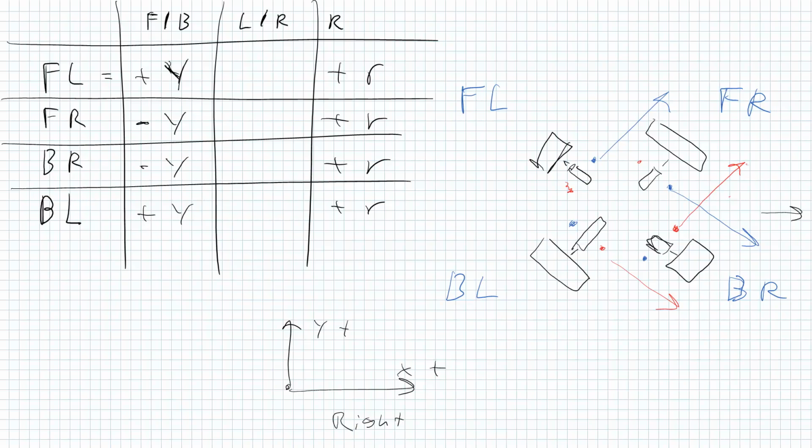Okay, so now we can just map it out. It's really, really easy. This is going to be x, so our front right is going to move positive x. Our front left is going to also move positive x. Is that right? Looks right. And it looks like our back right is going to move negative x, and our back left is going to move negative x.